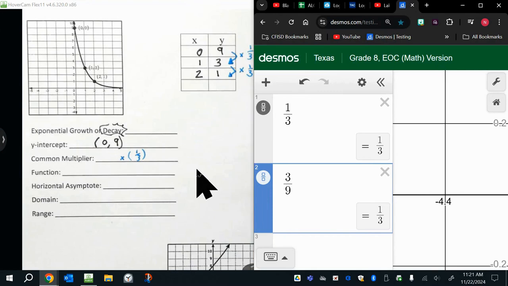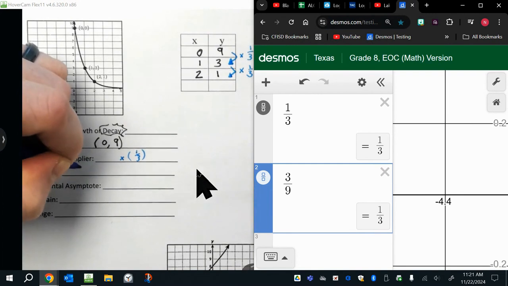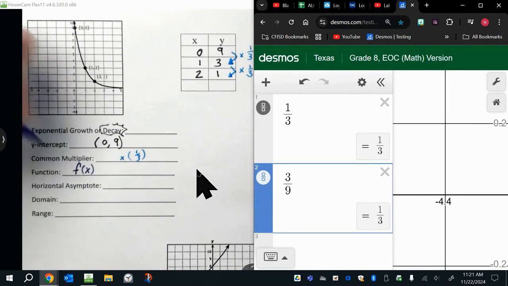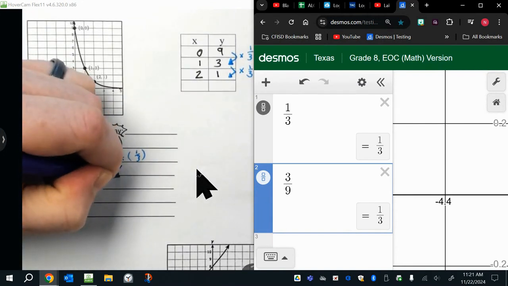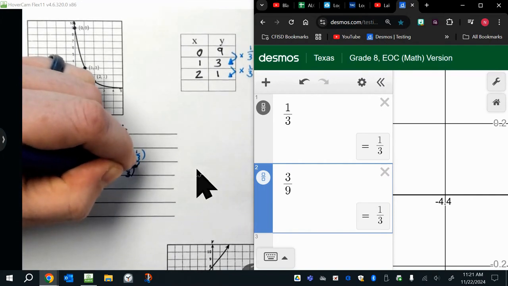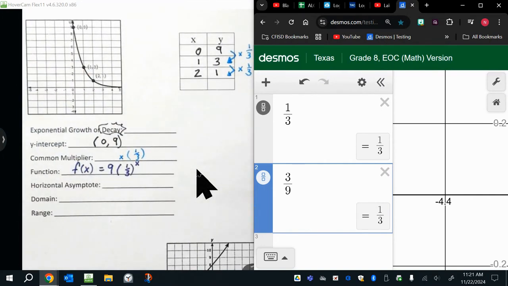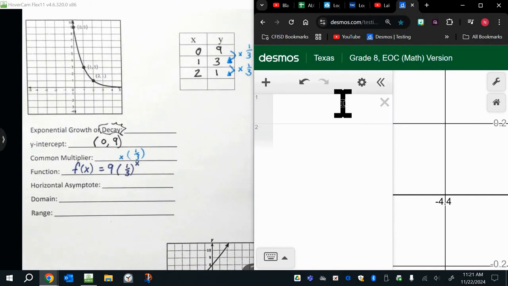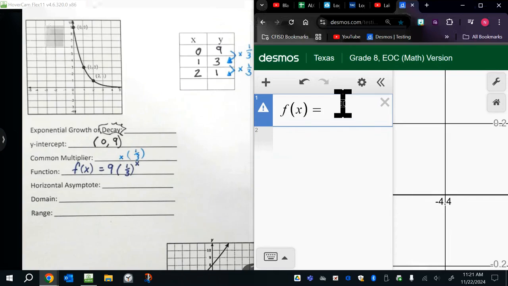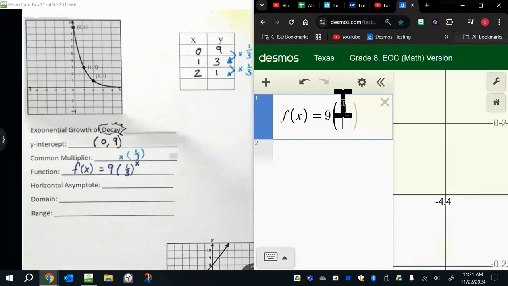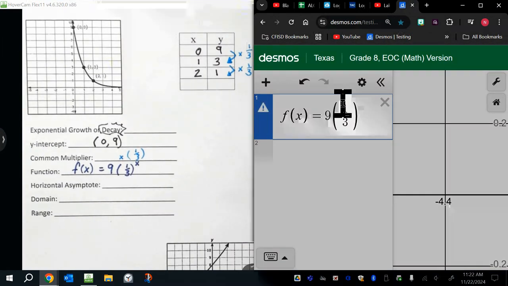Okay, so what is my function? Well, my function is the equation. Put the two things together. We have our function of x, which is equal to my y-intercept, where it starts, and it's being multiplied by 1/3 each time. And so if I type this in, I should get that same set of points, same looking line. f(x) = 9(1/3)^x.